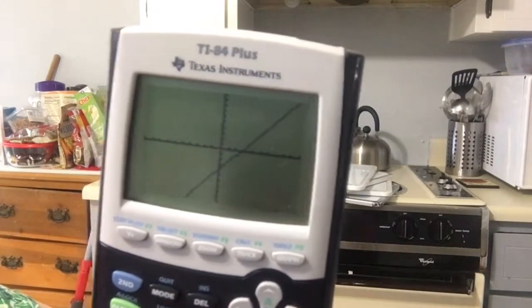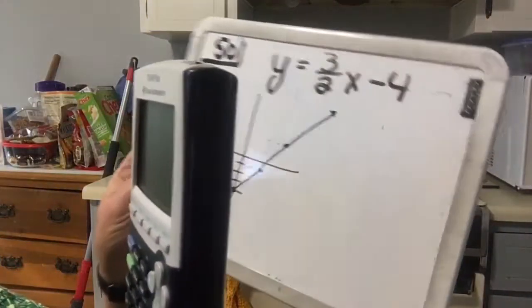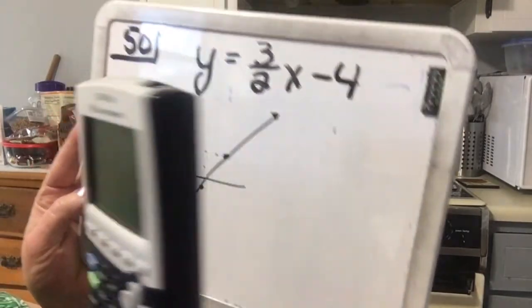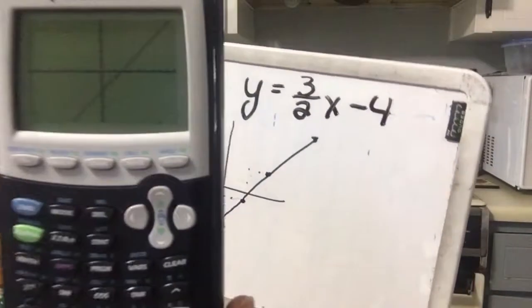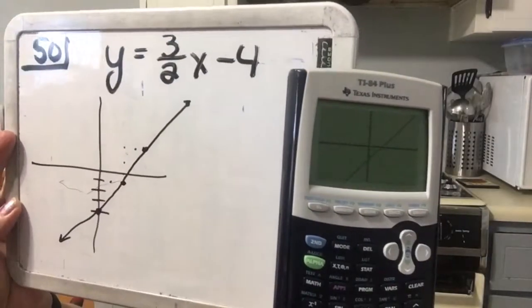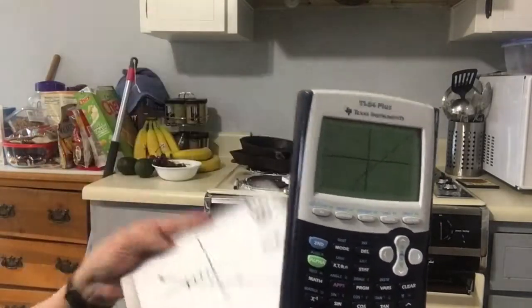So there is a graph of the line, and here was our graph. It does look like it's doing what it's supposed to, okay? It is crossing at -4, which is very difficult for you to see, but it is matching the graph that we did on the paper. So that is number 50, okay?